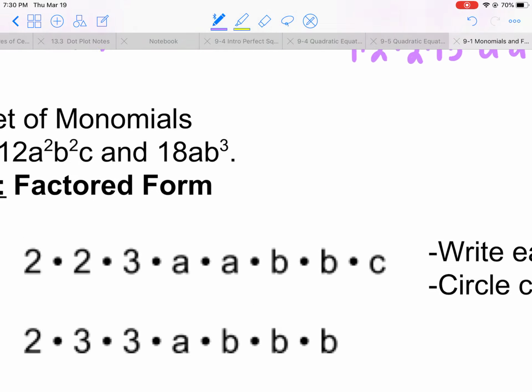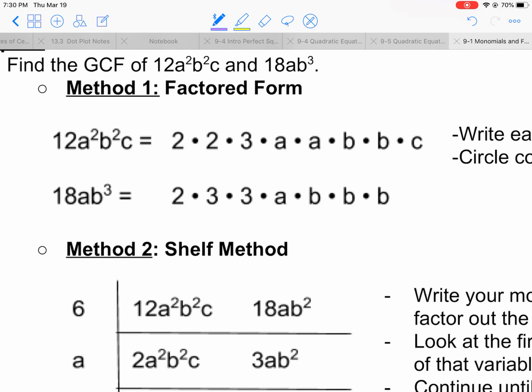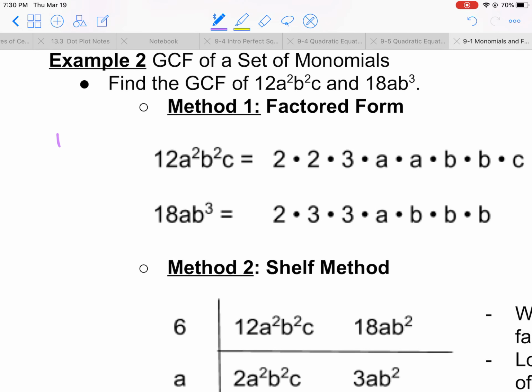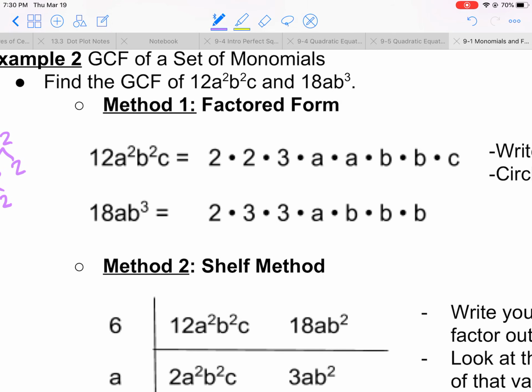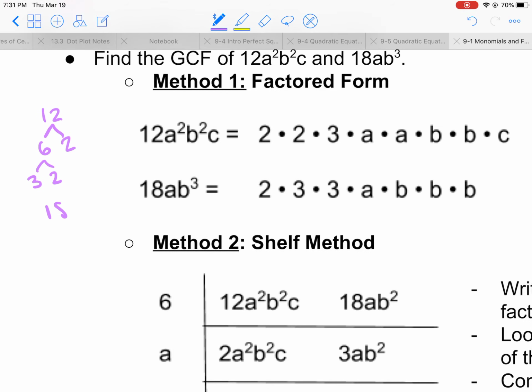Now example 2 says find the GCF of two monomials. There are two methods that you can use. The first method is factored form, where you write each monomial in factored form. So 12 I can factor into 6 and 2, which gives me 3 times 2 times 2. And then I list out my a's, b's, and my c. For my 18, this is 2 times 9, and 9 turns into 3 times 3.